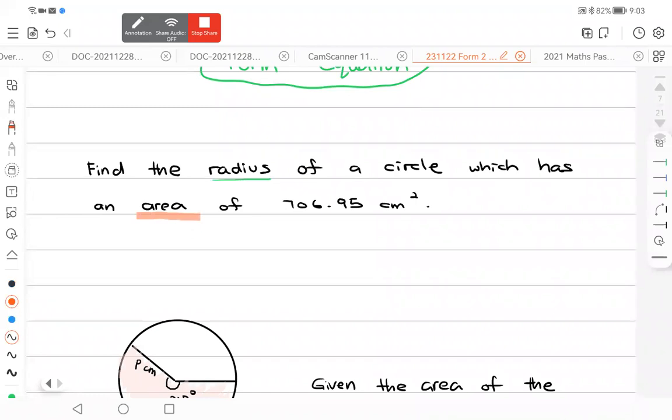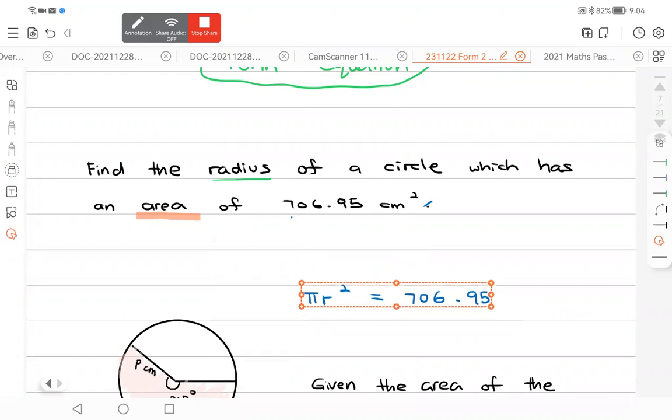You just need to form the equation first. Before you try to move here and there, write down the equation first. Area of the circle, you just memorize the formula. What is the formula to find area? Pi r square. Area equals pi r square. So given area is 706.95, so pi r square equals 706.95. This is what you must write.